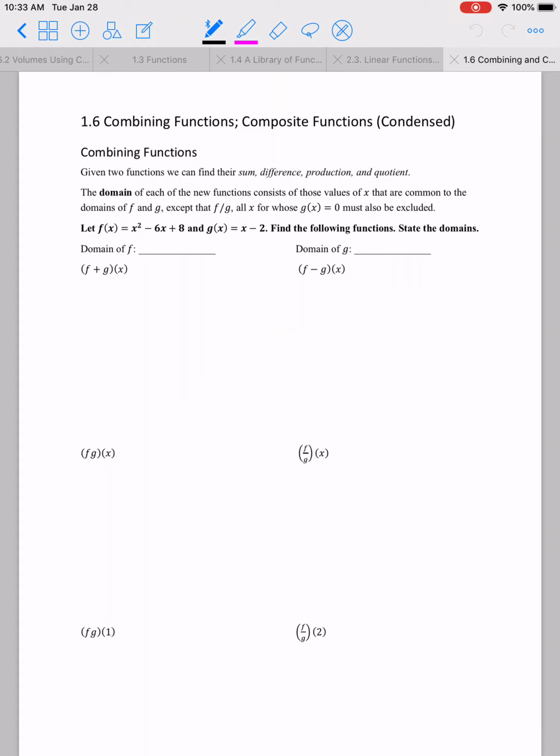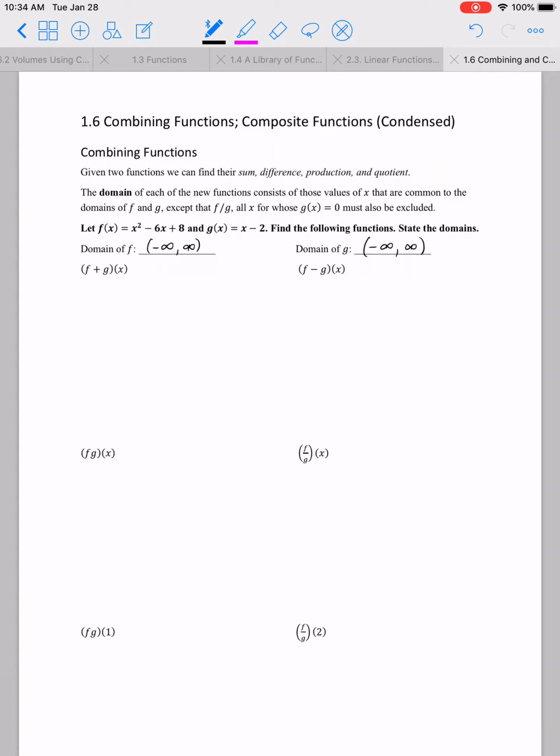So let's take a look at this here. We're given f of x equals x squared minus 6x plus 8, and g of x equals x minus 2, and then we're going to find the following combinations. First, we want to know the domain of f. If you look at it, we don't have any square roots, we don't have any division, so it's just going to be negative infinity to positive infinity. And if we look at g, we've just got x minus 2. Again, no radicals, no division, so negative infinity to infinity. We can plug anything we want into those.